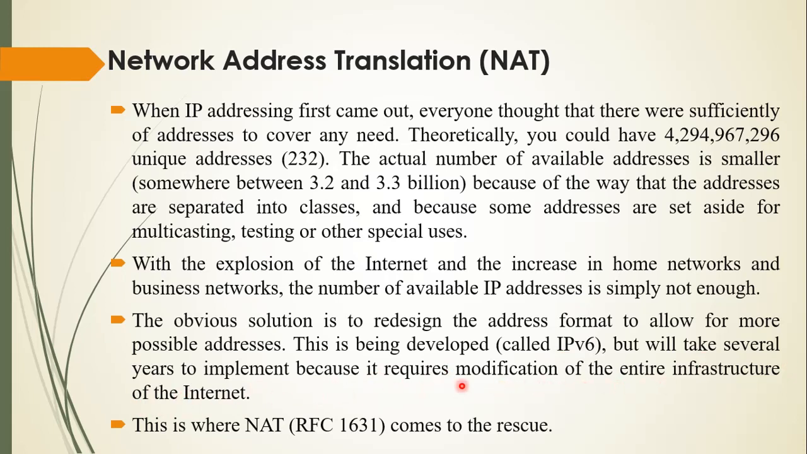As the internet is growing fast, IP addresses are not available. The number of available IP addresses is simply not enough. So we have to redesign it, and this is IPv6. But it will take more time as the entire infrastructure is changed. Okay, this is where NAT, RFC 1631, comes to the rescue. So this is what comes into the picture.